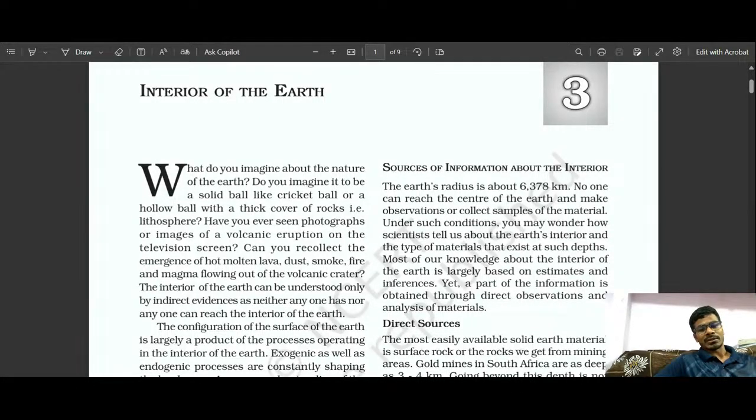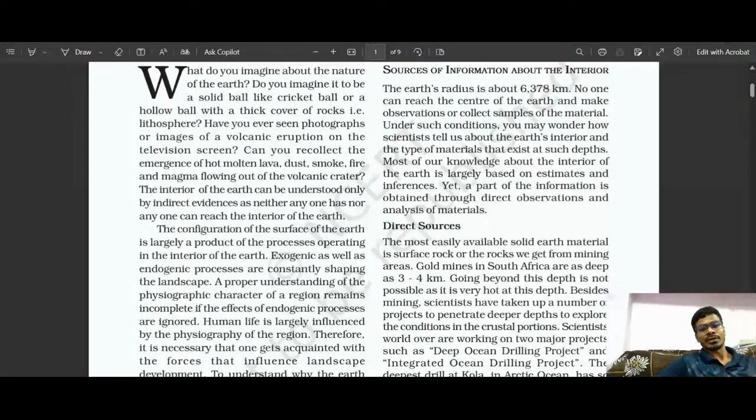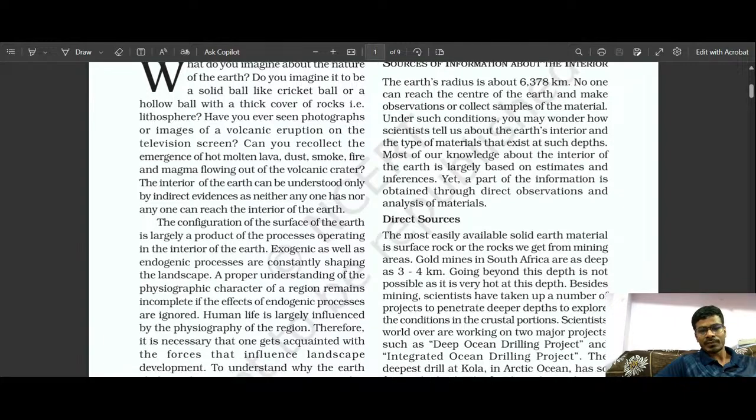Now moving ahead, the interior of the Earth can be understood only by indirect evidences, as neither anyone has nor anyone can reach the interior of the Earth. No one can reach into the interior part of the Earth, and that's why we are not able to get any information from our own visit. Whatever information we get is from direct or indirect sources, not based on physical appearance or being there.